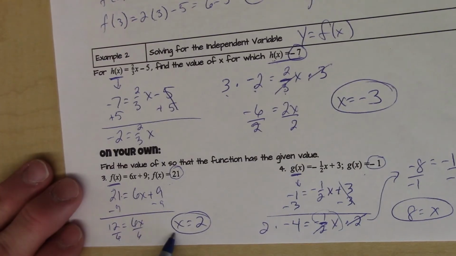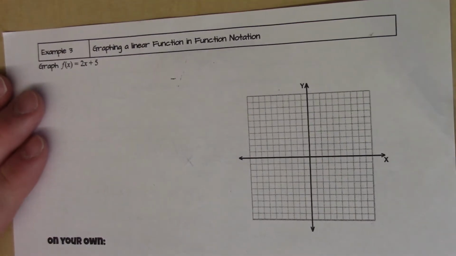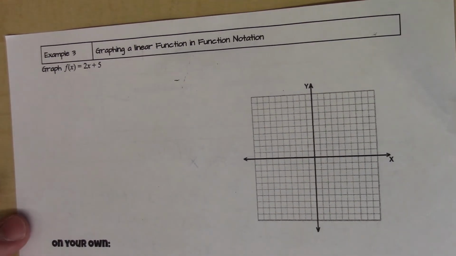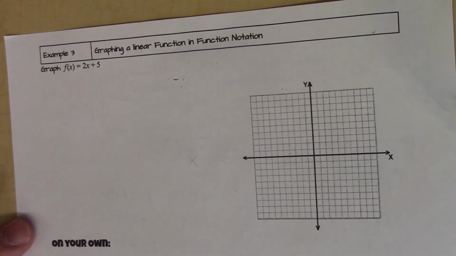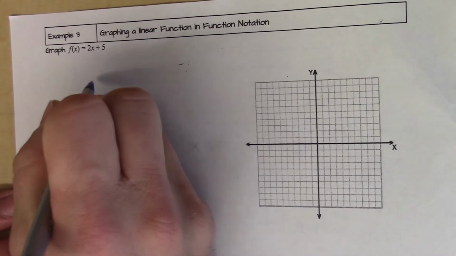Same thing here. I could have written 2 equals x here, right? But that's all you've got to do, okay? Let's go to the back side and see how we can apply this to a graph. I want you to create your own graph. Ladies and gentlemen, you could pick any points that you want, but if you stay consistent, it makes this easier.